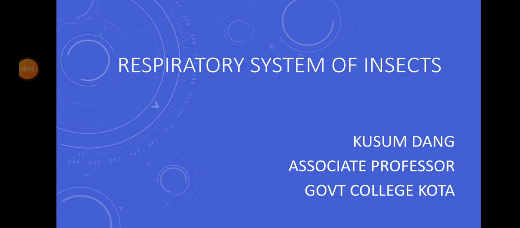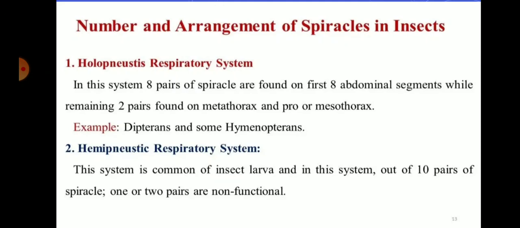Hello students, today we are going to deal with the respiratory system of insects. In the last lecture, we went through the anatomical structure of the respiratory system: the tracheoles, the spiracles, the trachea and the different types of tracheoles. Now we will deal with the number and arrangement of the spiracles in insects.